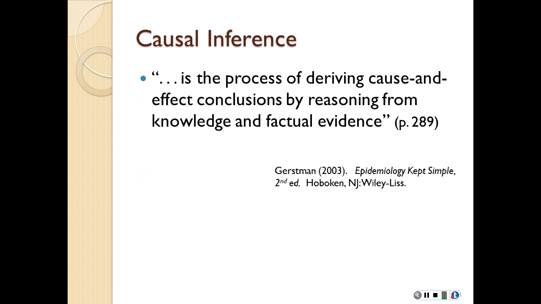Now, causal inference is the process of deriving cause and effect conclusions. So we're drawing these conclusions about cause and effect by reasoning from our knowledge of factual evidence. So we generally don't have just one study that helps us determine that something is causally related to another. What we usually have is a compilation of evidence. We have a whole bunch of studies, and taken together, all of that information allows us to make a causal statement.